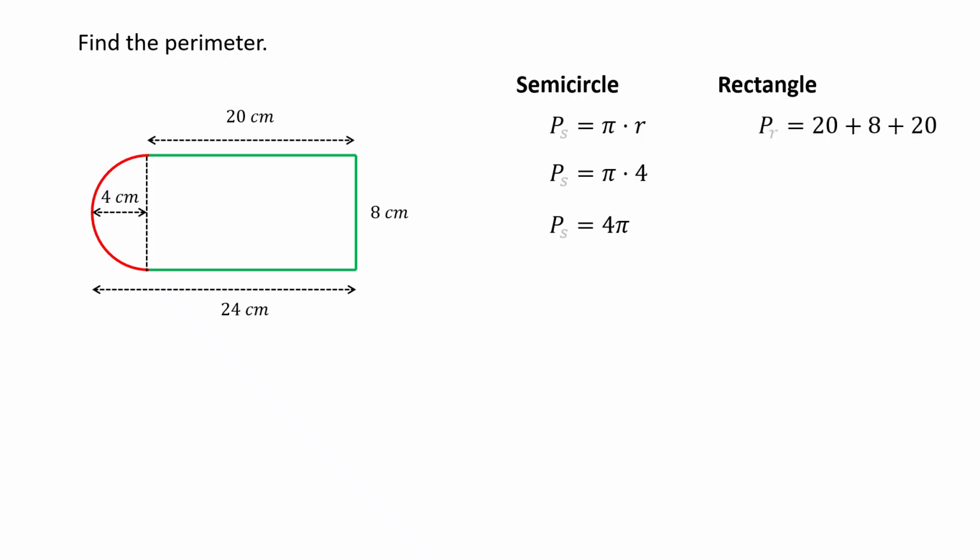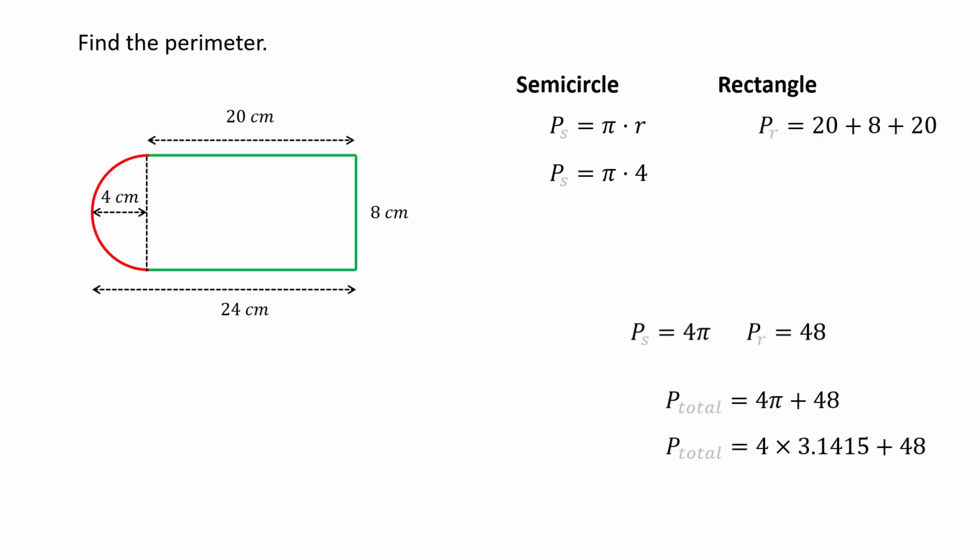For the rectangle, you'll notice in the diagram that only 3 of the sides form the perimeter of the original figure. Adding those 3 sides gives me 48. And since we want the total perimeter, I'll take those 2 partial perimeters, add them together, and I'm done. If we were using decimals for pi and getting a decimal approximation, we would do that. If not, we would leave it as 4 pi plus 48. And let's not forget our units.